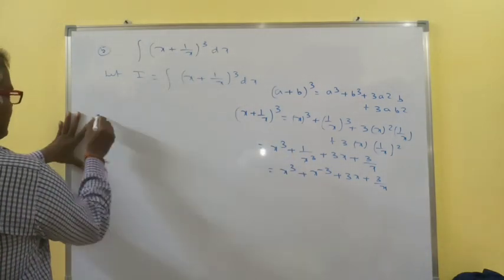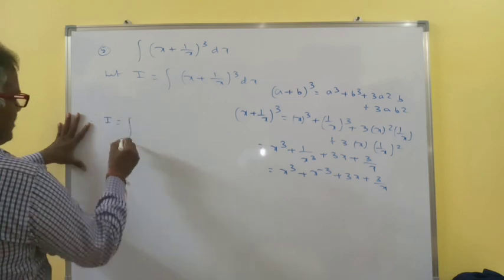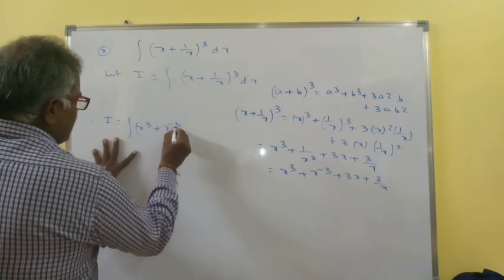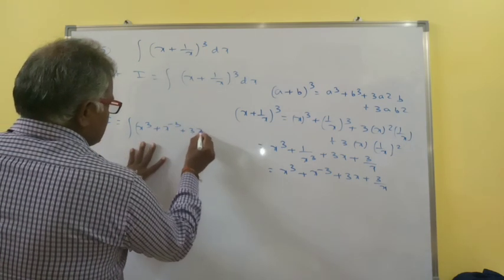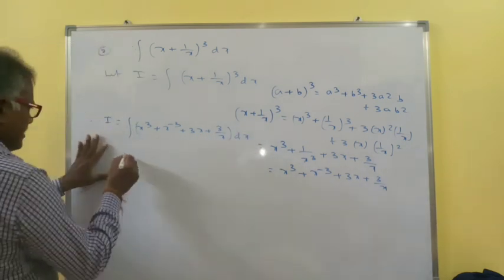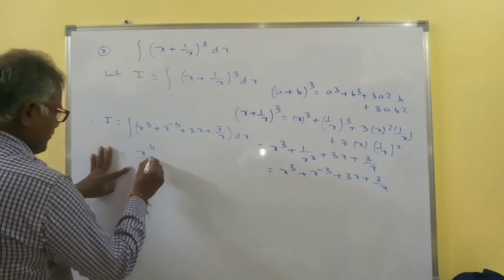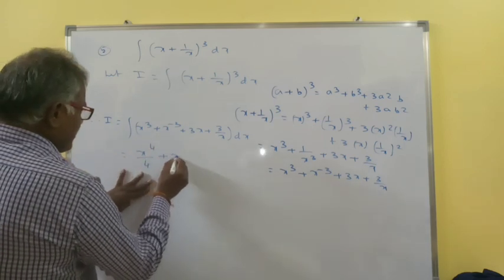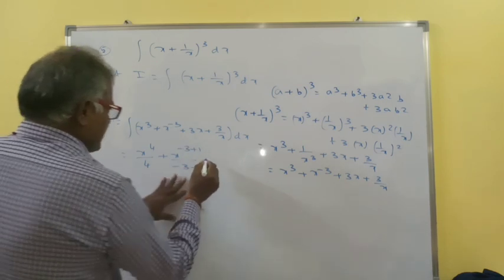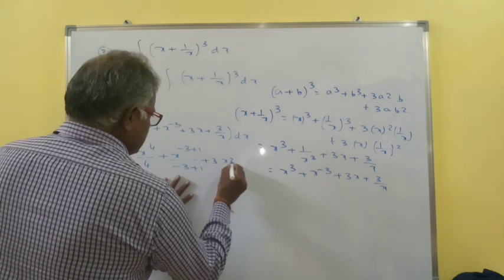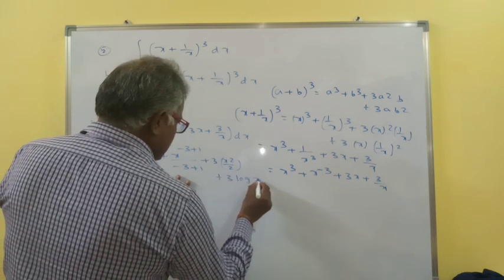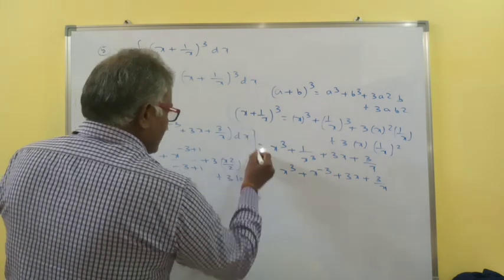So here, therefore, I is equal to integral of x cube plus x power minus 3 plus 3x plus 3 by x dx. Here x cube means directly x power 4 by 4. Here x power minus 3 plus 1 by minus 3 plus 1. 3 into x, x square by 2. 1 by x means log of mod x.